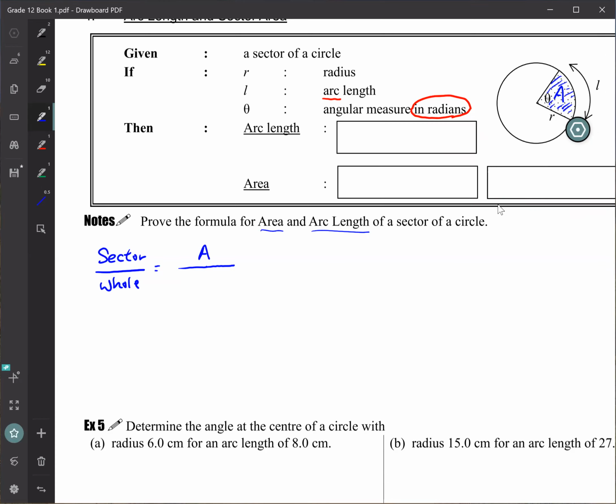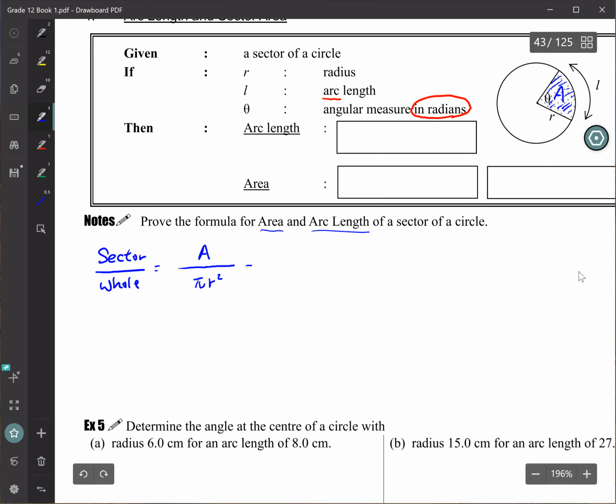And then for the whole circle, how do we find the area of the whole circle? What's the formula, William? The area of the whole circle, do you know the formula? Pi r squared. Okay, so remember here, the top is for the sector. The bottom is for the whole circle.